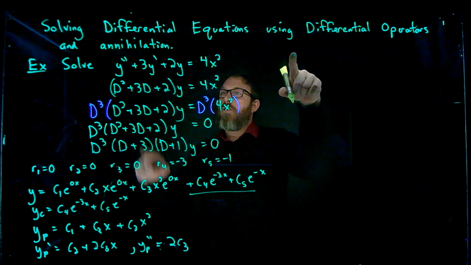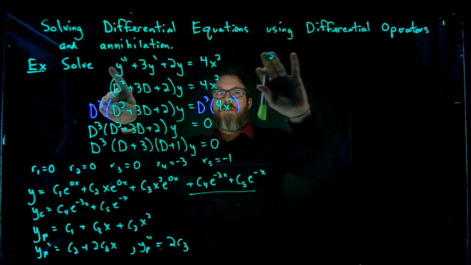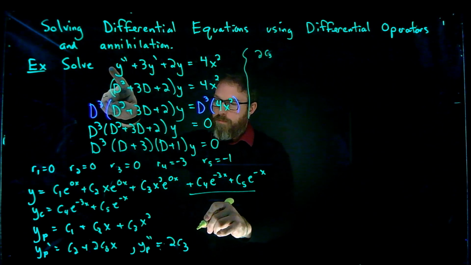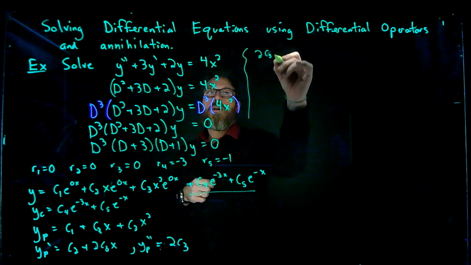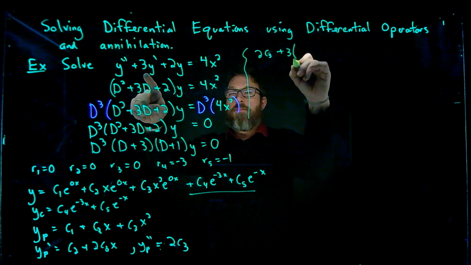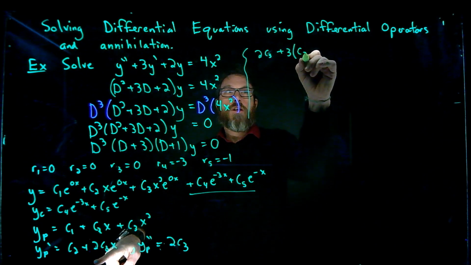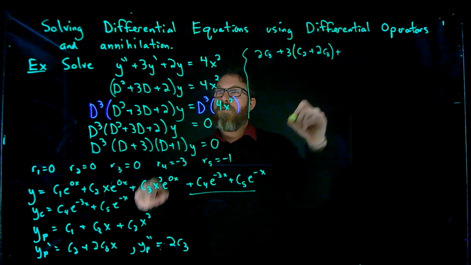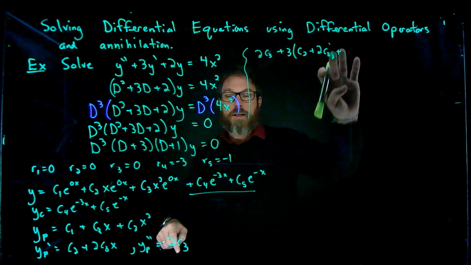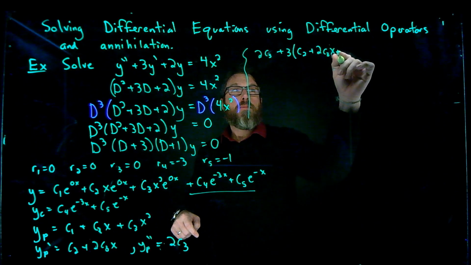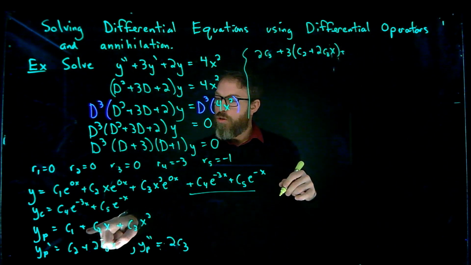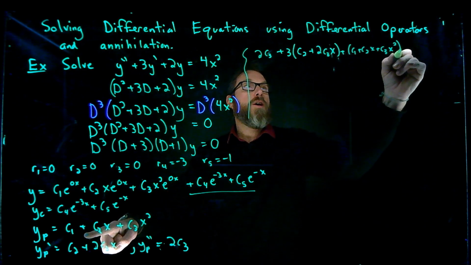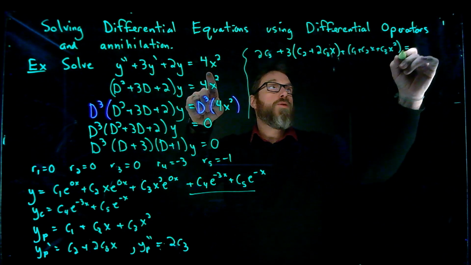So y double prime, plug it into here. This is going to be 2c3, plus 3 times the first derivative, which is c2 plus 2c3x. And then finally plus 2 times the original, oh, there should be an x here, plus the original solution, which is going to be c1 plus c2x plus c3x squared. And this is supposed to be equal to 4x squared.